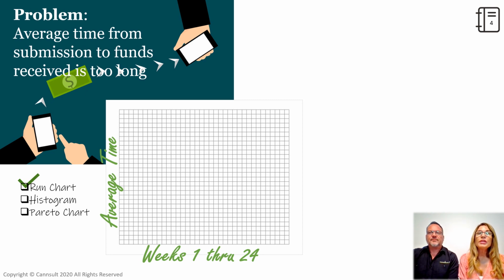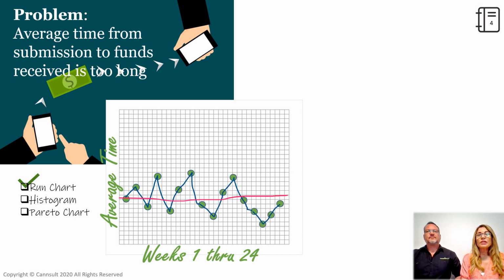A run chart would be good to show the patterns of data over time. So maybe we'll group our data by week along the x-axis, and we'll show the average time by week on the y-axis. We'd expect it to come out something like this. And of course, because it's a run chart, we'll include the median. Always remember the median.